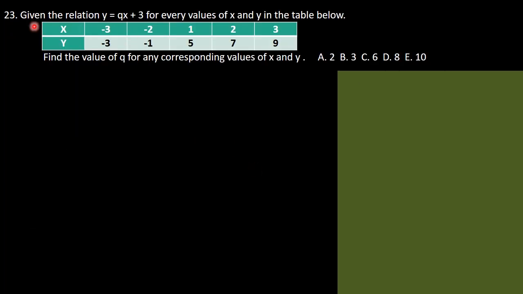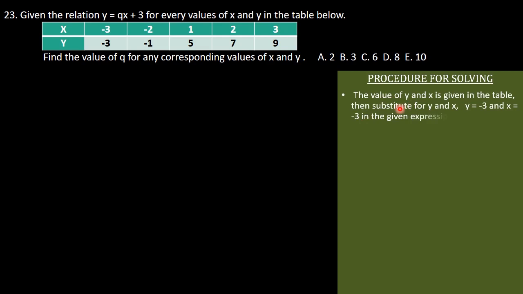Question 23. Given the relation y is equals to qx plus 3 for every values of x and y in the table below. Here is the table. Find the value of q for any corresponding values of x and y. Let's check the procedure. The value of y and x is given in the table. Then substitute for y and x, where y is equals to minus 3 and x is equals to minus 3 in the given expression. Then collect the like terms. Then divide both sides by the coefficient of the unknown number.